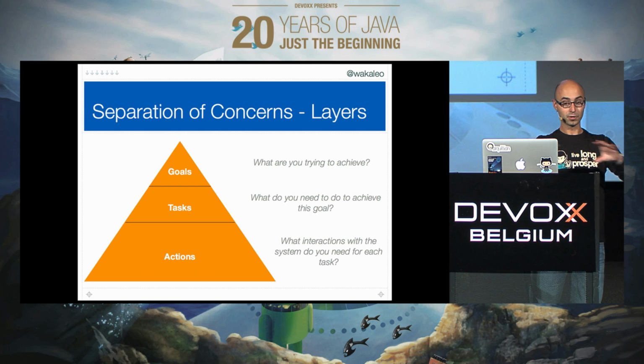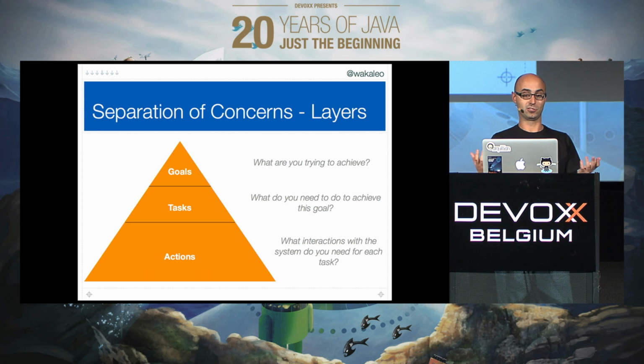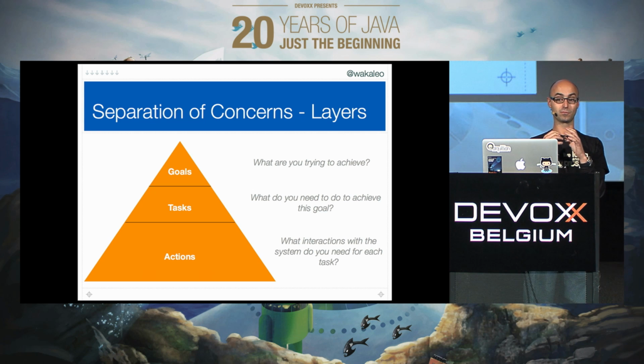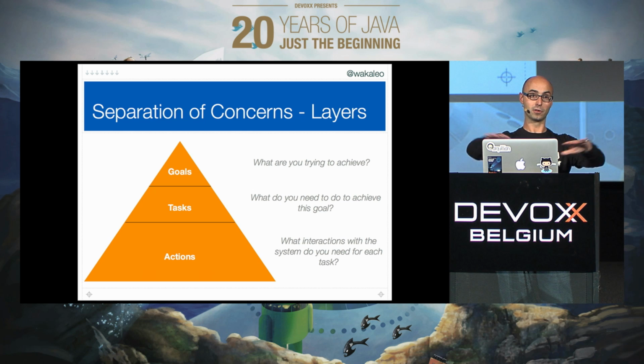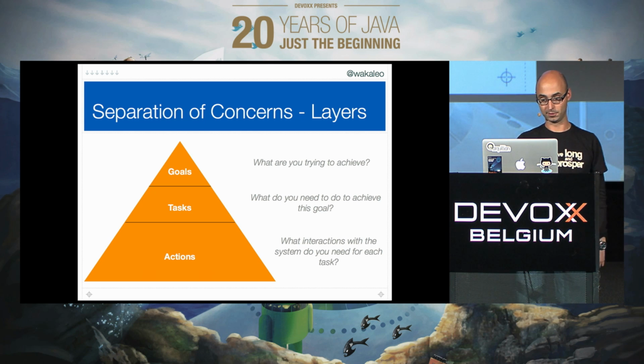And then at the bottom of the pyramid are the actions. What interactions with the system do you need for each task? How are you going to talk with all your environment to achieve these goals that you have at the top of your pyramid?